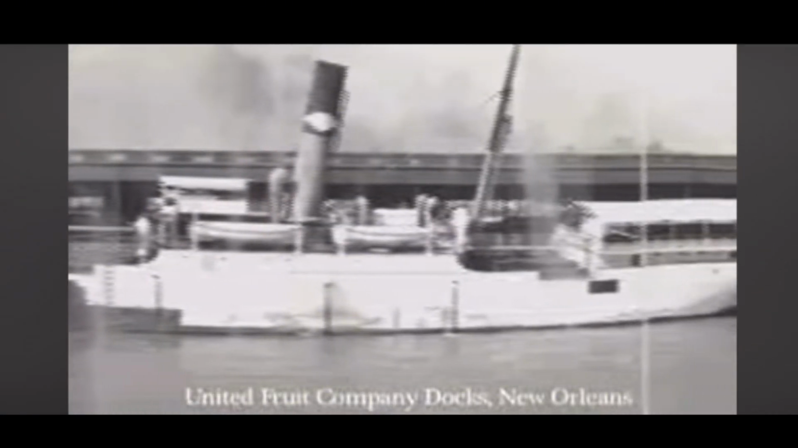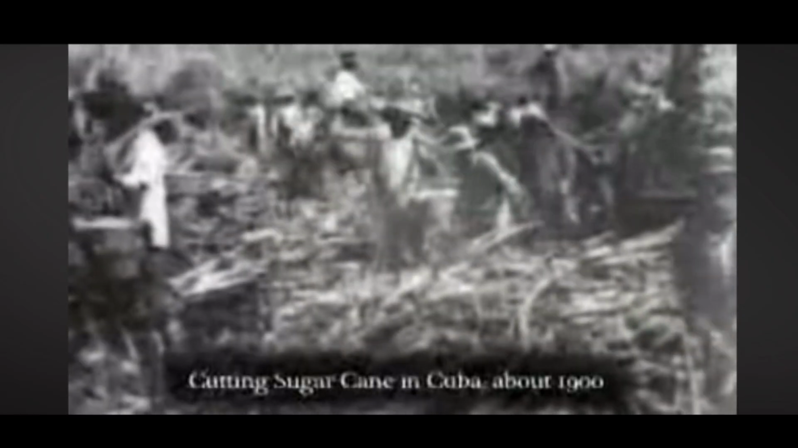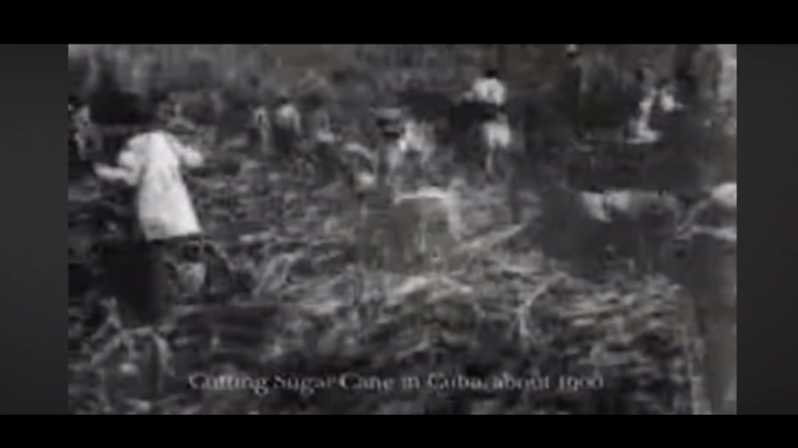Another was the De Lôme letter. A private letter from the Spanish ambassador Enrique Dupuy de Lôme was leaked. In it, he insulted President William McKinley, calling him weak. Americans were furious, and it inflamed anti-Spanish sentiment.